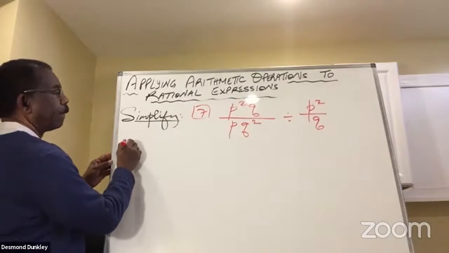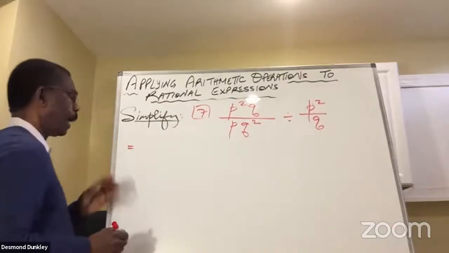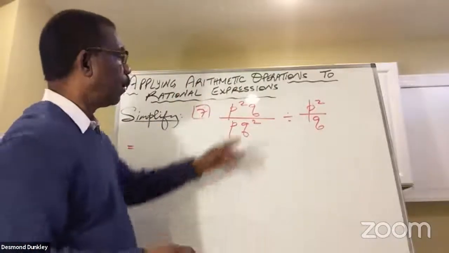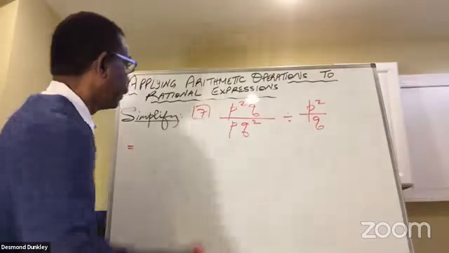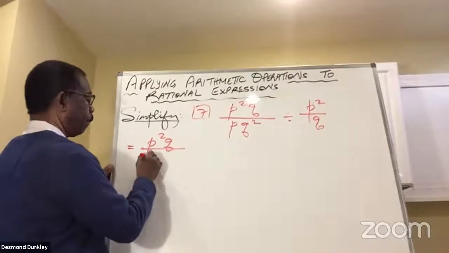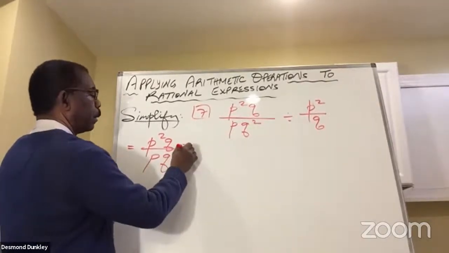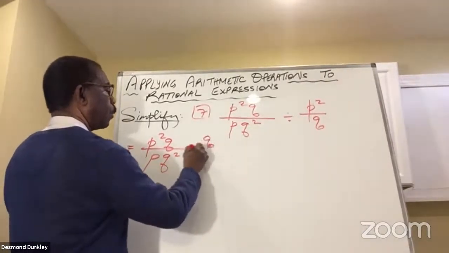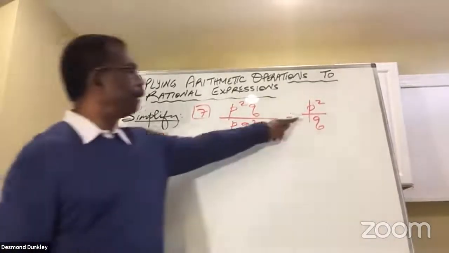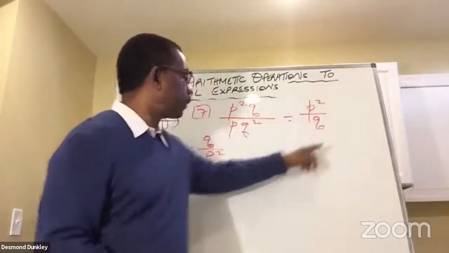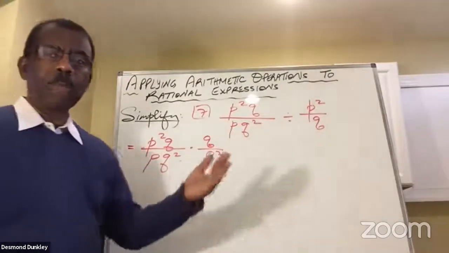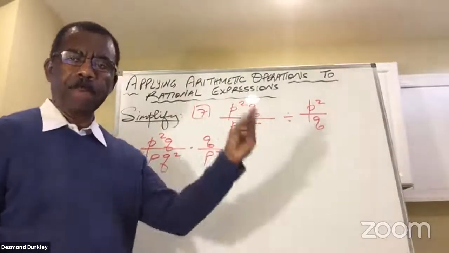So what do we have? Well, I could have simplified this, but we already started, so let's go. We're going to flip this and change it to multiplication. So it's P squared Q over PQ squared times Q over P squared. I flip this, so the Q goes to the top and the P squared goes to the bottom. And then the division now changed to multiplication. And we have been doing many examples with the multiplication, so this is like boom, boom.